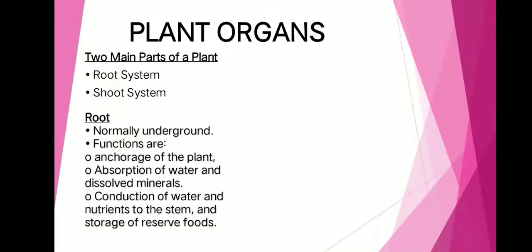Plant organs. Two main parts of a plant, the root system and the shoot system. The root is normally underground. Its functions are anchorage of the plant, absorption of water and dissolved minerals, conduction of water and nutrients to the stem, and storage of reserve foods. It is that part of a vascular plant normally underground.